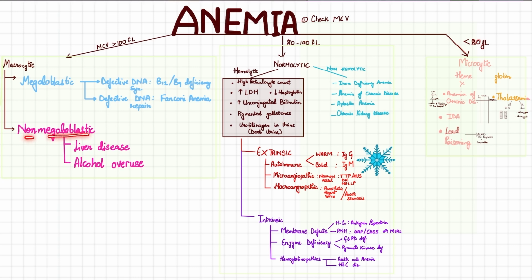When we think of non-megaloblastic, the MCV is still greater than 100 femtoliter, but it is non-megaloblastic. So when you think of megaloblastic, think in terms of the DNA of the red blood cell, like in case of B12 and B9 deficiency or defective DNA repair. Non-megaloblastic would be with a liver disease, and how do we get the liver disease? If somebody is using too much alcohol.